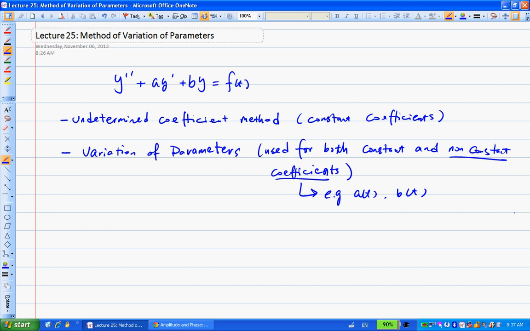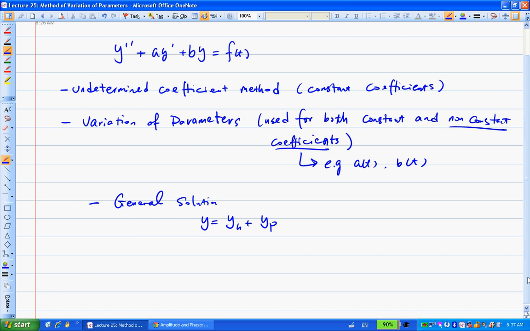Now, for variation of parameters, with the same objective, what would be the general solution for this? Just like the undetermined coefficient method, we know that the general solution is y equals y_p plus y_h, where y_h is c1 y1(t) plus c2 y2(t).